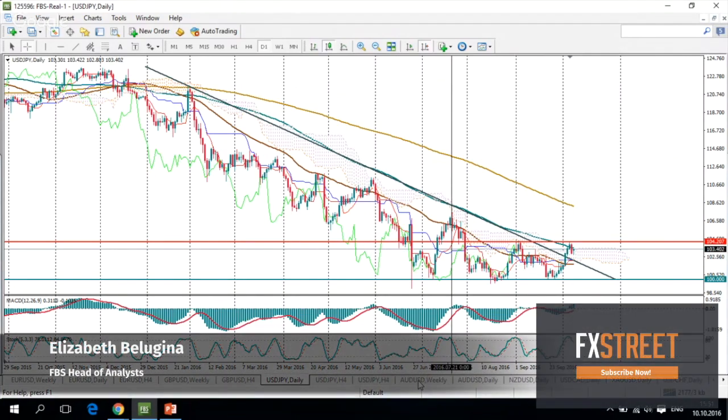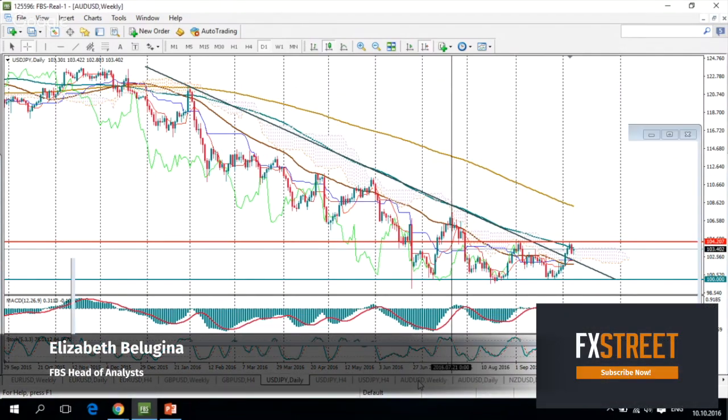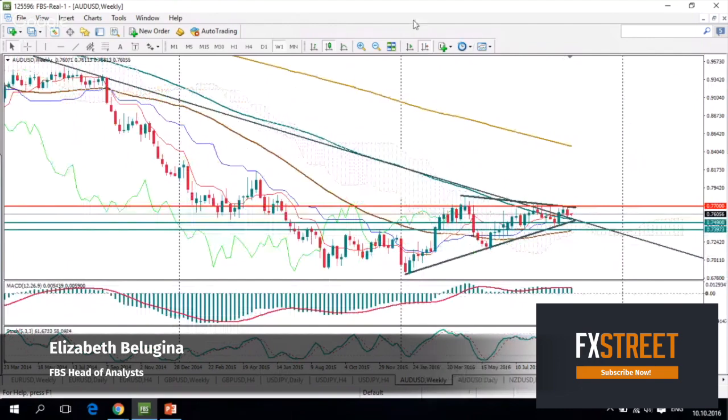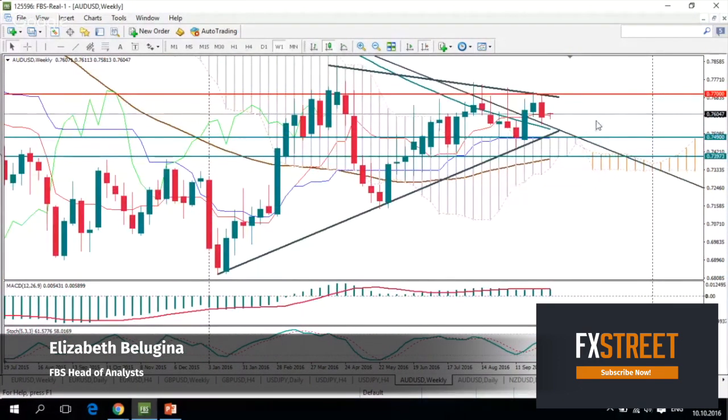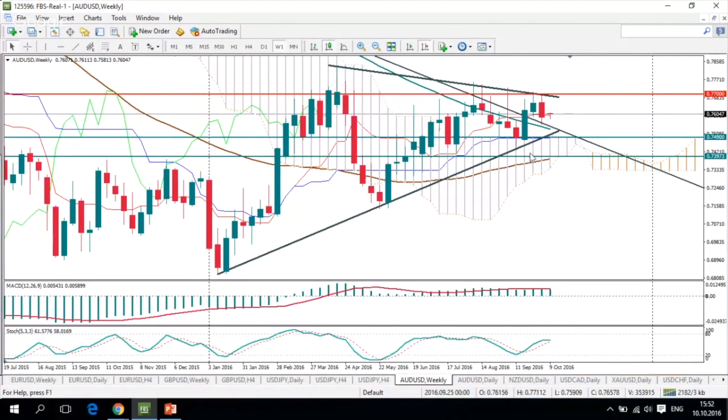And a couple of words about the Australian dollar, our commodity currency. Well, what we saw last week wasn't really surprising, in my opinion. Despite some attempts to break the big resistance line to the upside, we see that the main obstacle for the pair is provided by the level of 0.77.